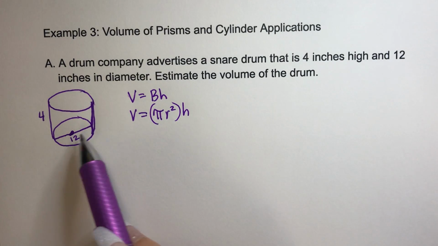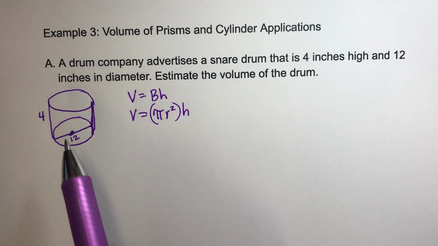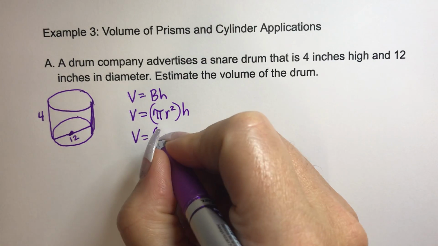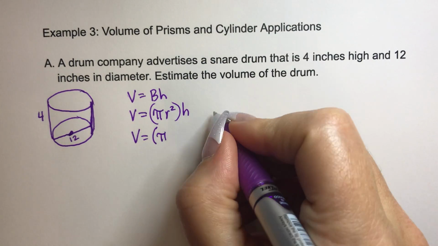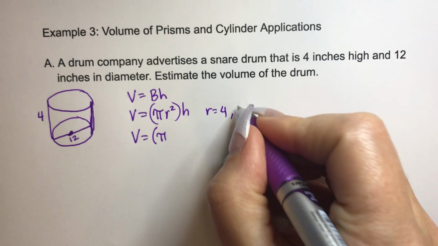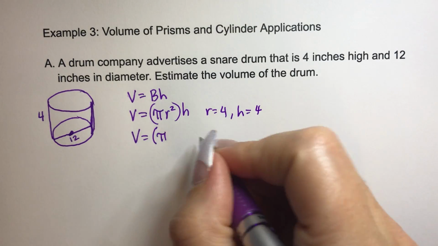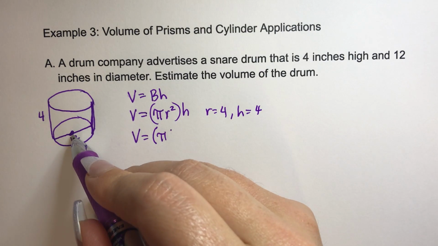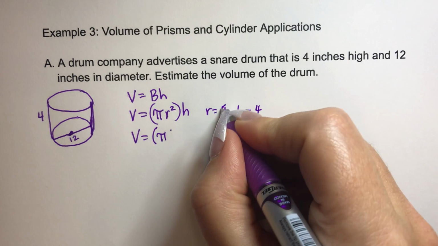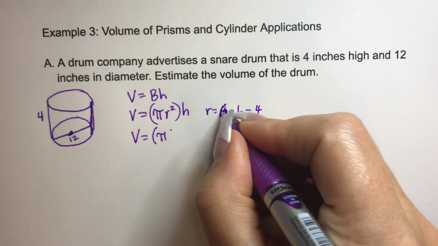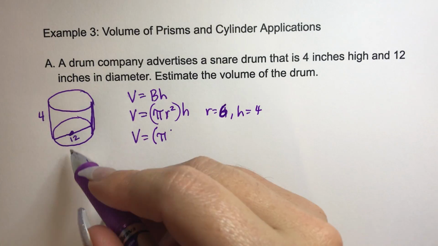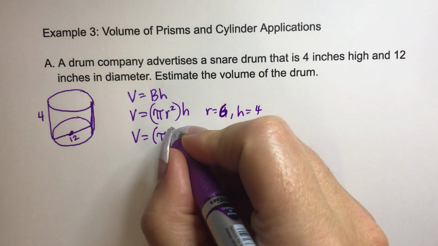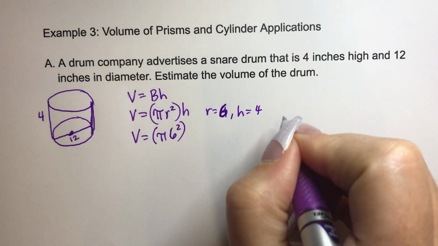So if the diameter is 12, we know that the radius would be 4, right? So we have pi, the radius equals 4, the height equals 4. No, the radius, half. Half of 12 would be 6. My bad, my bad. So the radius is 6, half of 12 is 6. Okay, all right. So 6 squared, and the height would be 4.